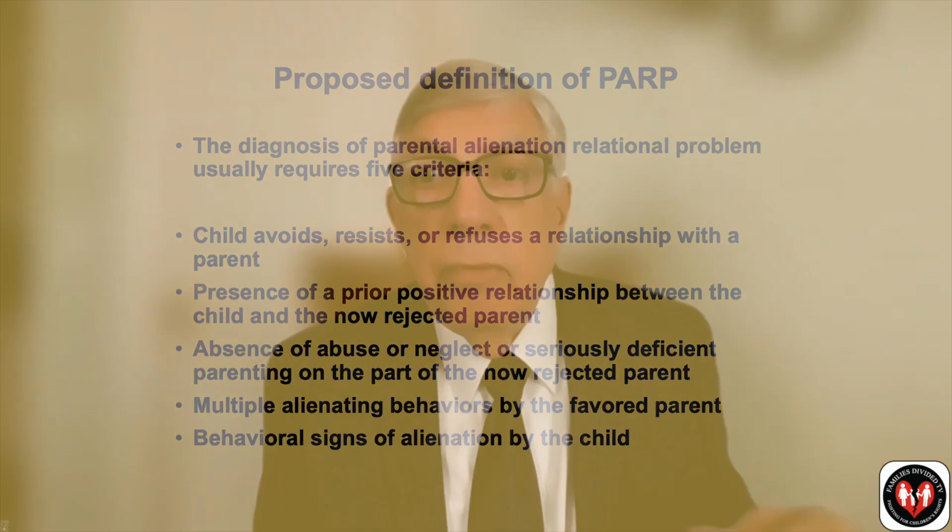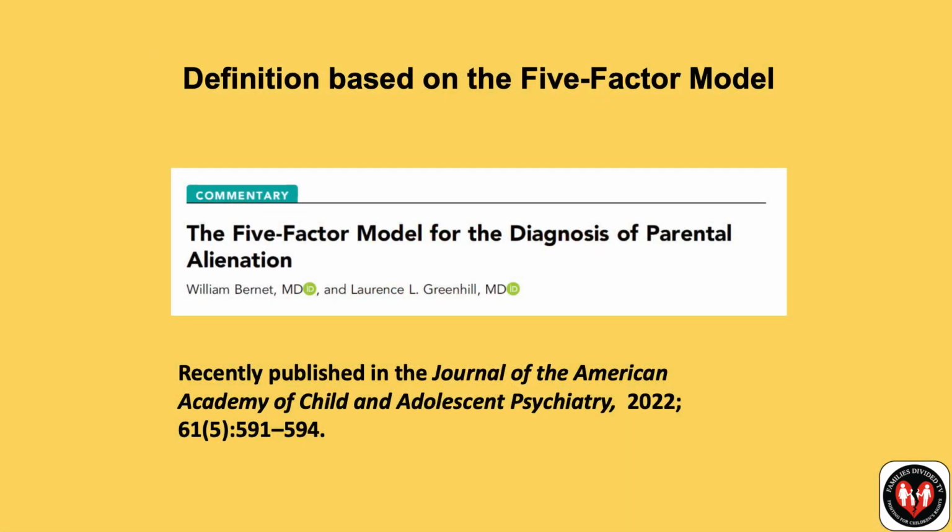In the proposal that we're submitting to the American Psychiatric Association, we give that general definition and then the 5 criteria. And you can see in the next slide that these 5 criteria have been published. They are called the 5-factor model for the diagnosis of parental alienation. And there's an article about the 5-factor model last year in the Journal of the American Academy of Child and Adolescent Psychiatry. So that's a significant event.